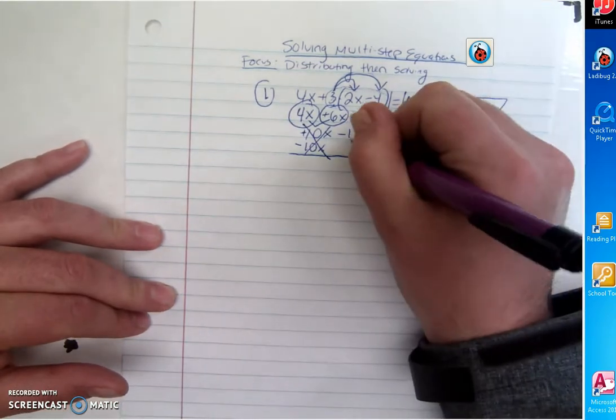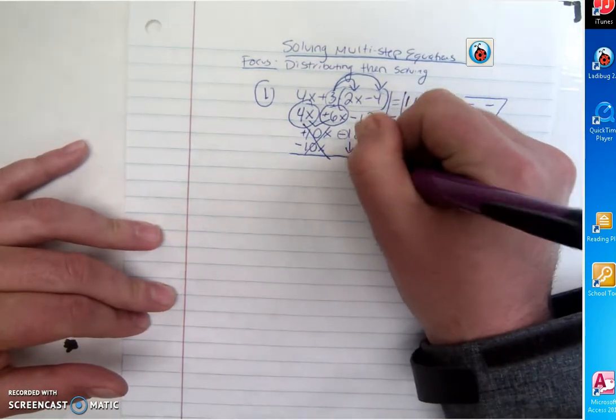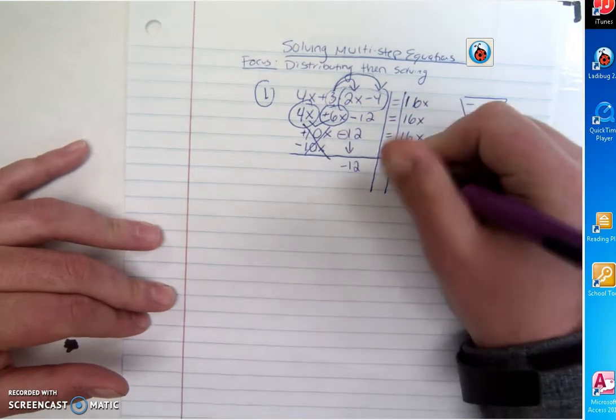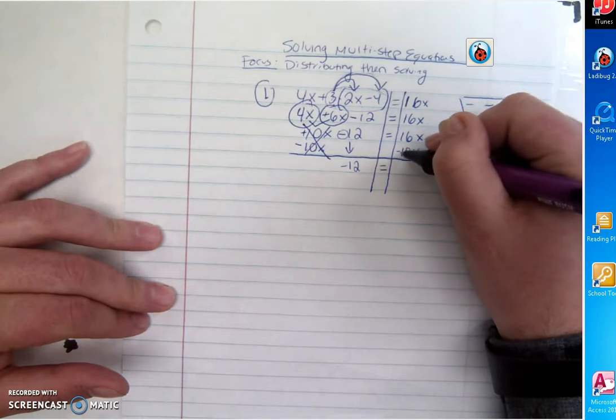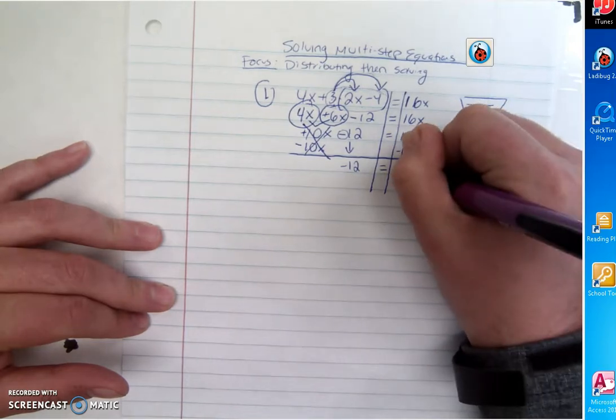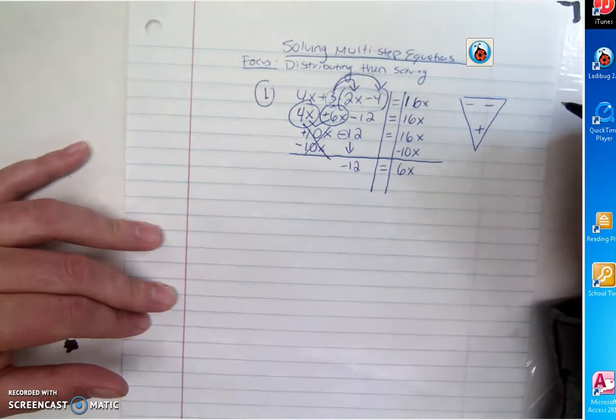Now let's bring everything else down. Don't forget the negative is with the 12 here. Okay, that will change your answer. Equals, and 16x minus 10x is just going to be 6x.